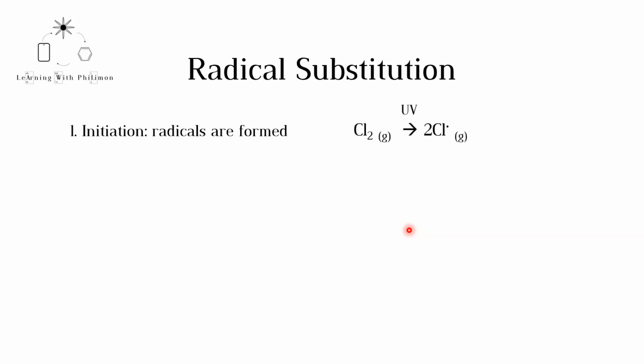The energy from UV light is enough to break the bond between two halogen atoms, in this case chlorine atoms. Two radicals are formed. Radicals are species that have at least one unpaired electron. The unpaired electron is denoted by the dot in front of the chlorine.